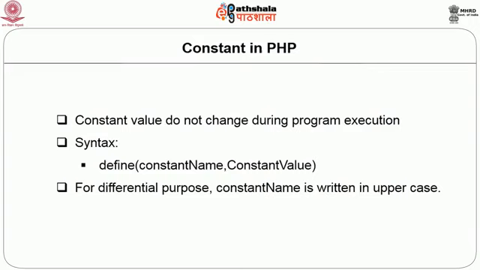Sometimes you may require a constant, because a variable is something whose value can change every time the program executes, but you may require that the value stays fixed during your program execution. You can define a constant. PHP allows you to define a constant using the keyword define. The general syntax is: write define, then the constant name, comma, its value. Of course, there is no strict rule, but to differentiate it from a variable, it is written in uppercase, and a constant doesn't use any dollar symbol. So you can differentiate it.